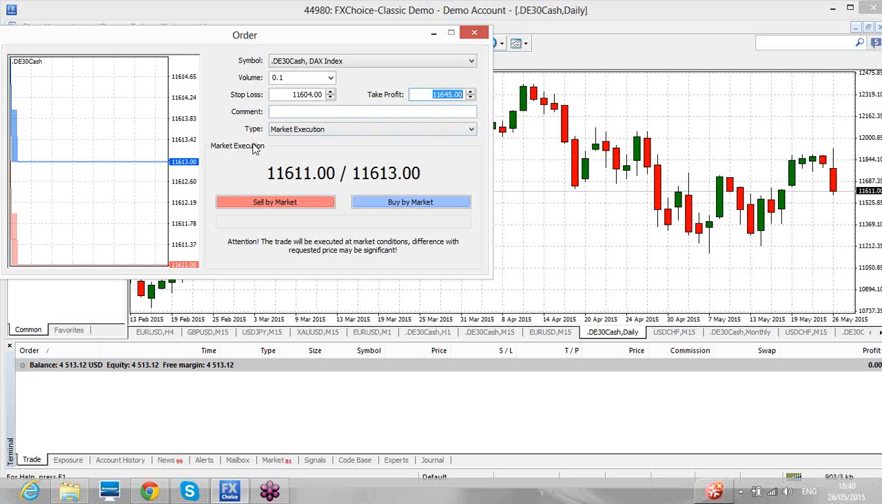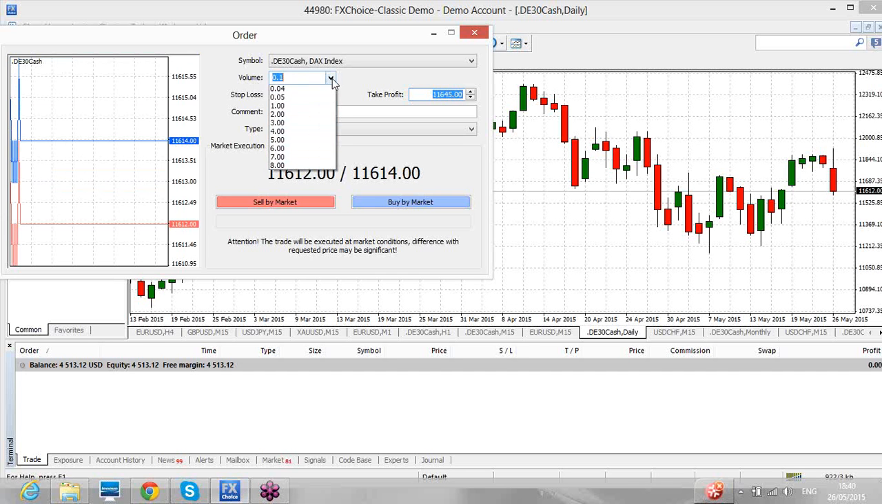So again, just to repeat there, we're trading the DAX 30, and it's a DAX index, and our value here, which is very important from a risk management point of view, is the number one thing you want to make sure you have on your trade plan. That was your 0.1 on your FX choice broker. This is a 250 euro move.